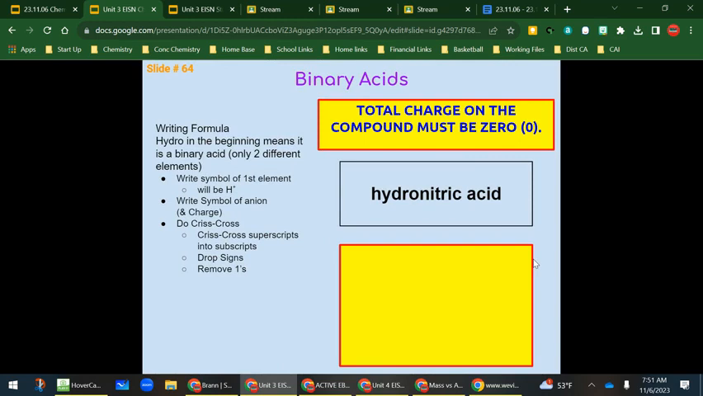Hydronitric acid. Where does the nitric part of hydronitric acid come from? Nitrogen. What's the charge on nitrogen? -3. So when we're done writing our formula and we do the crisscross method, what would our formula be? H3N. Put the AQ after it, please, to show that it is dissolved in water, to show that it is actually an acid.